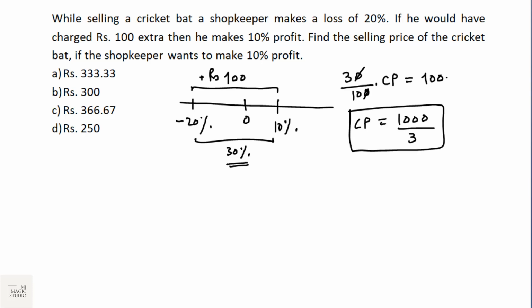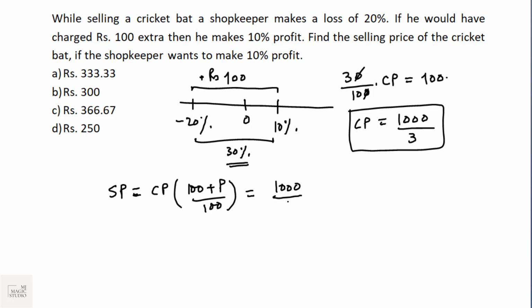Now, let's see the question. Find the selling price of the cricket bat if the shopkeeper wants to make 10% profit. Selling price is cost price into 100 plus P by 100. Please go through the masterclass rule book, masterclass 2 of profit and loss. These all formulas in detail are there. Here we are only using and discussing the formula which is required to solve this particular question.